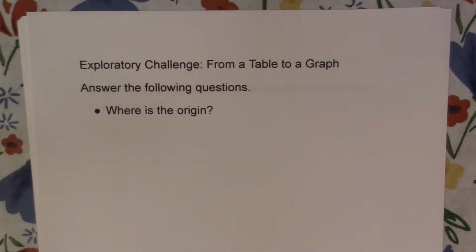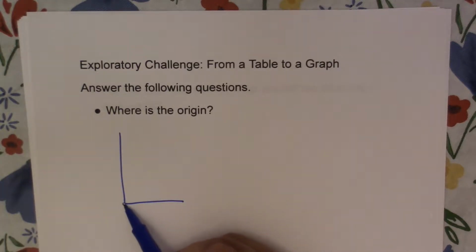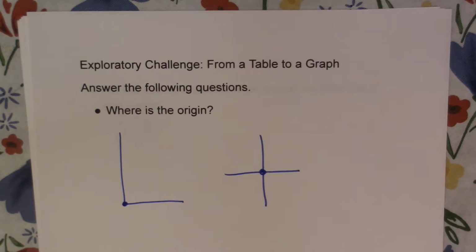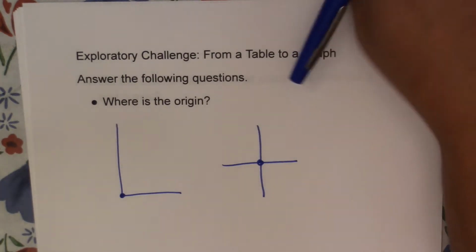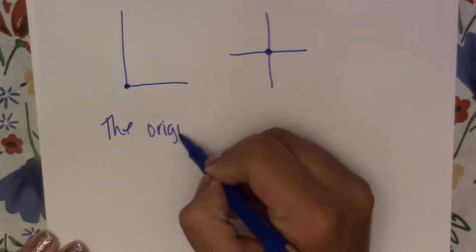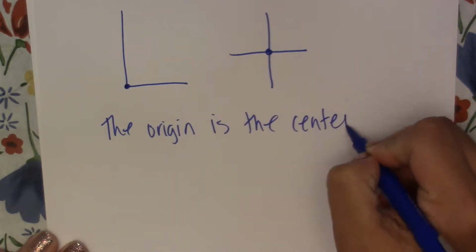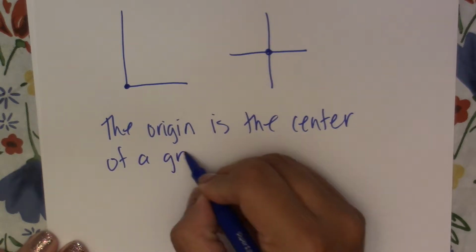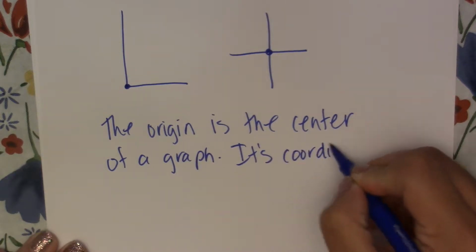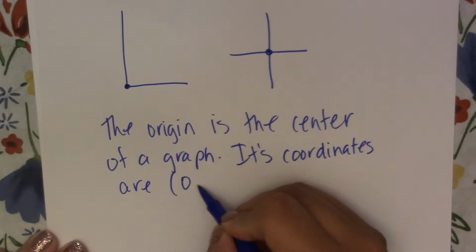So our first question is, where is the origin? If we're looking at a graph, that origin is in the very corner. Sometimes our graphs will look like this. It's this center point that we start all of our counting from. So I'm going to say the origin is the center of a graph. Its coordinates are 0, 0.